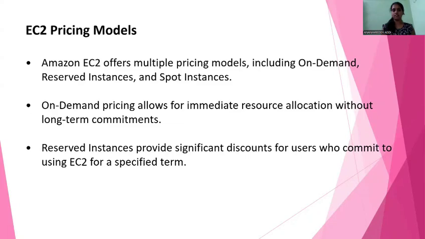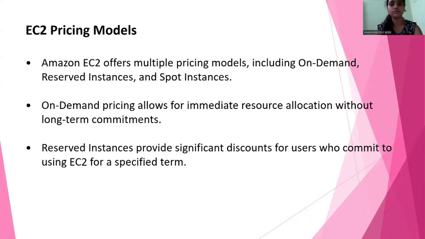The second one is reserved instances, that is, you commit to using EC2 for a set period, and you can get discounts. In the case of on demand, you will not get any discounts since you are using it only for that particular time, whereas with reserved instances you can set EC2 for a period and get some discounts. And then spot instances, that is, use unused EC2 capacity at a lower price, but it may be interrupted if the demand increases. So you may choose any one of these pricing models as per your requirement.